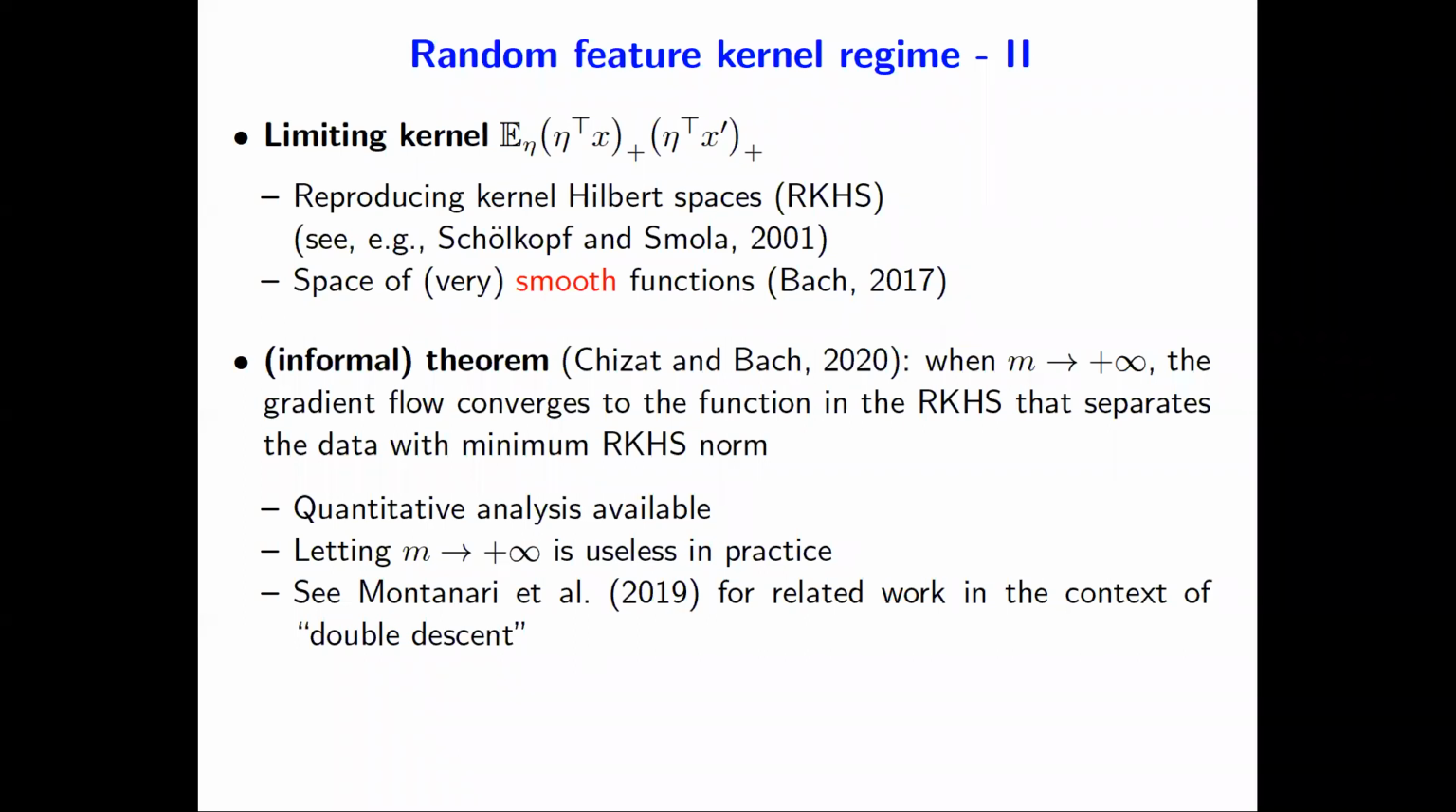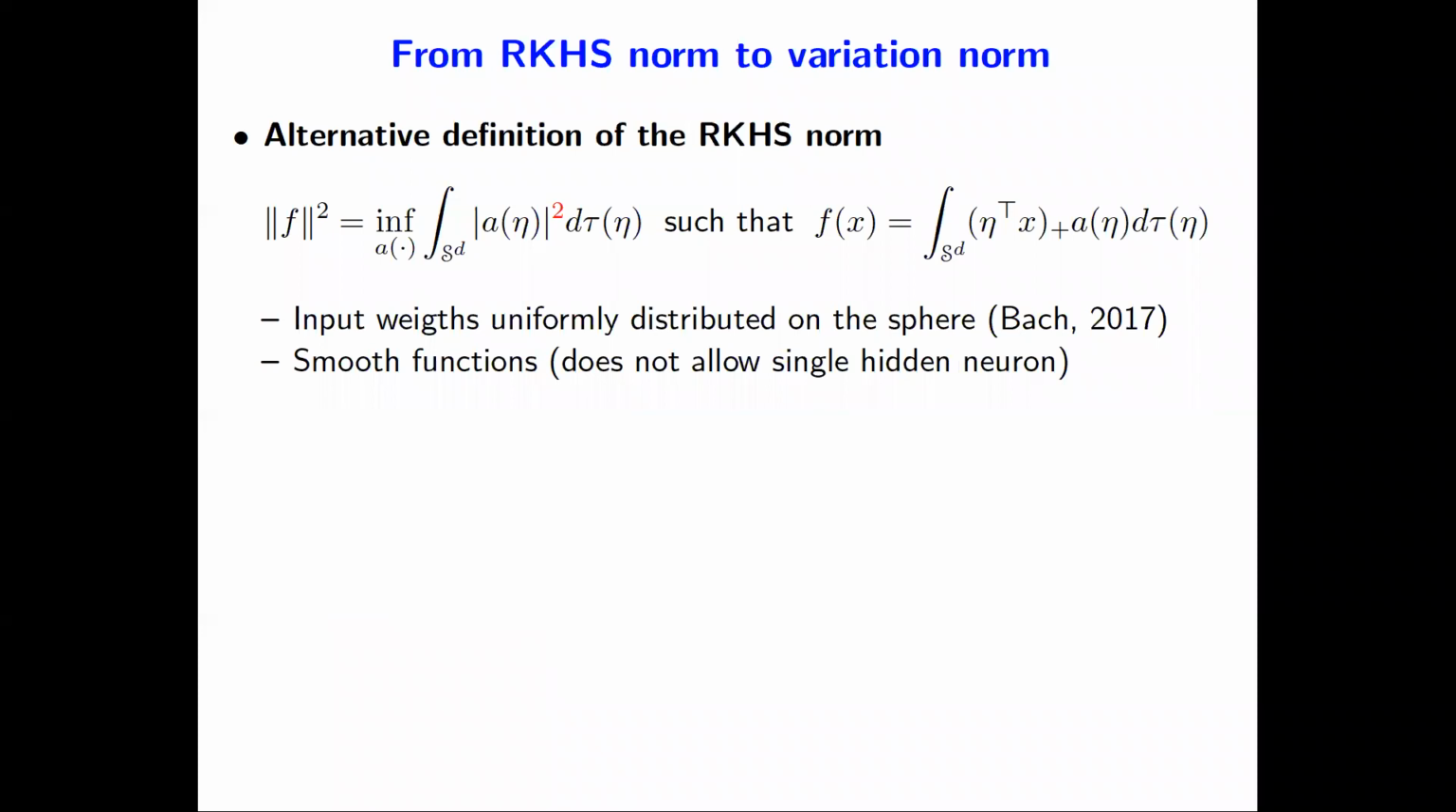All right, so this was for the kernel case when you optimize over only the output layer. So before going to all layers, I need to do a small pause on function spaces. The RKHS norm, which I've just defined based on the kernel, can be defined also in this way. It's a classical exercise in RKHS theory.